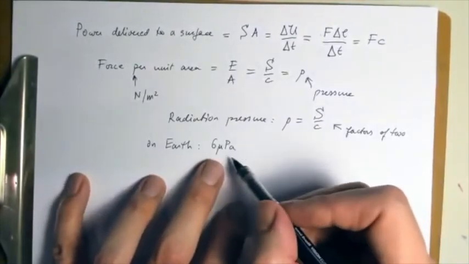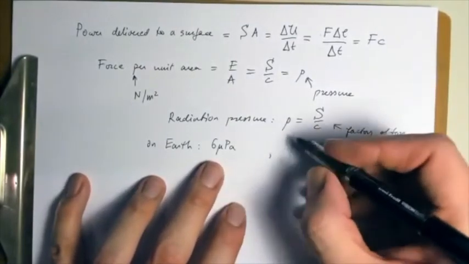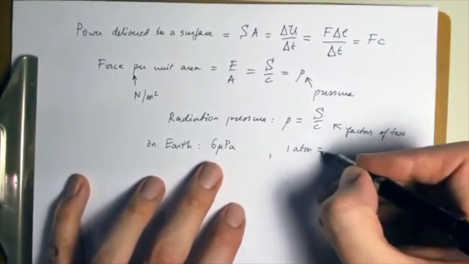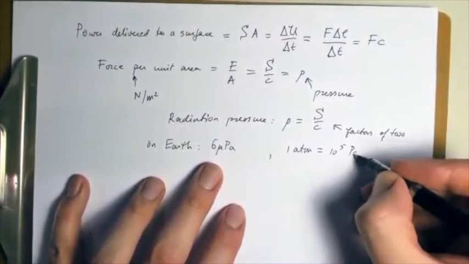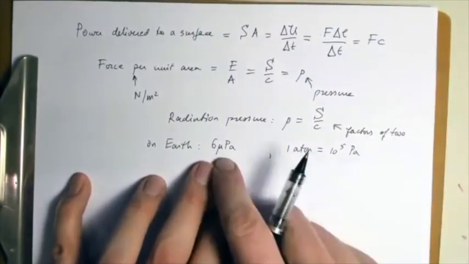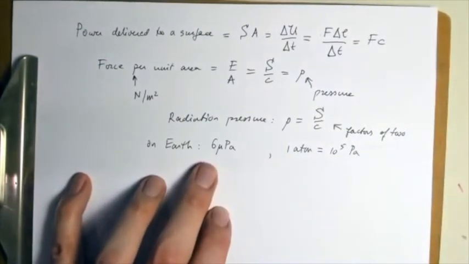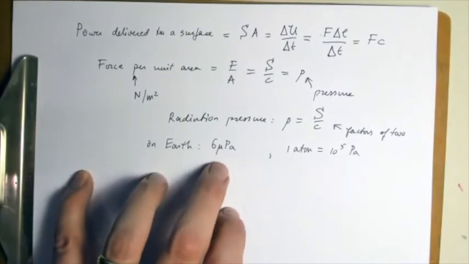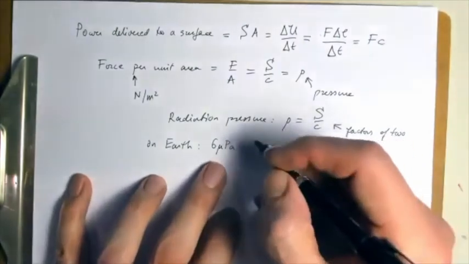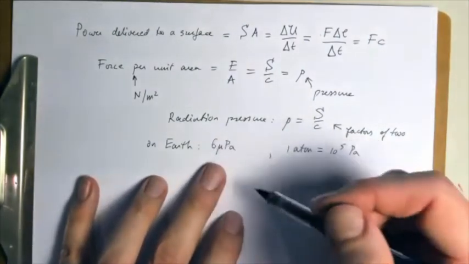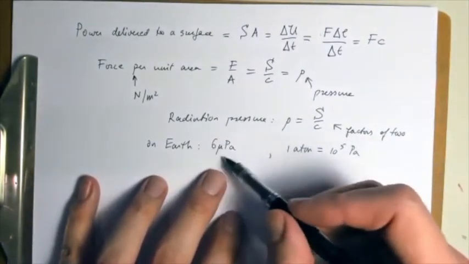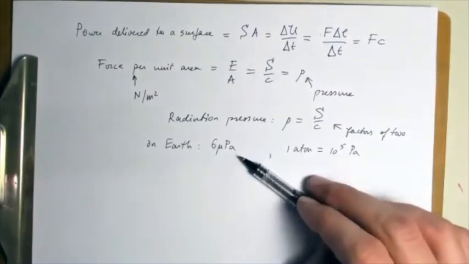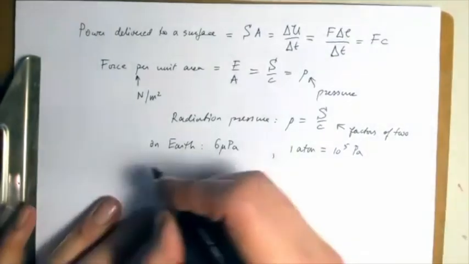So atmospheric pressure is 10 to the 5. So 1 atmosphere is 10 to the 5 Pascal. So this is really tiny. It's 10 or 11, depending on how you want to look at it, 10 or 11 orders of magnitude. So it's tiny. But on Mercury, which is much closer to the sun, it is about 10 times bigger. But this has a real application in solar sails.